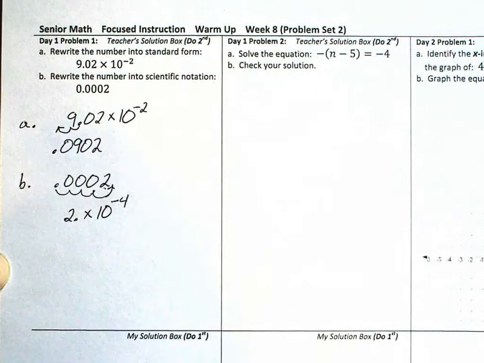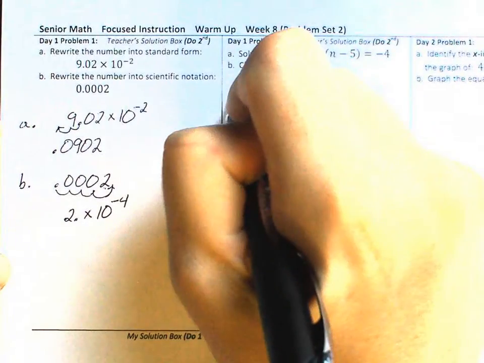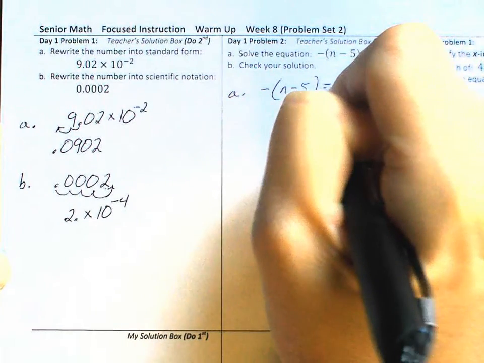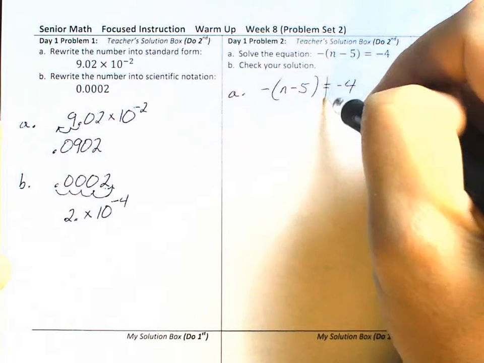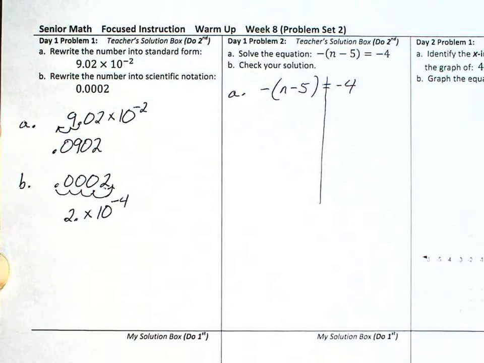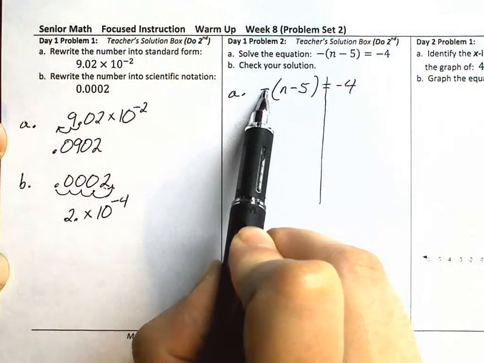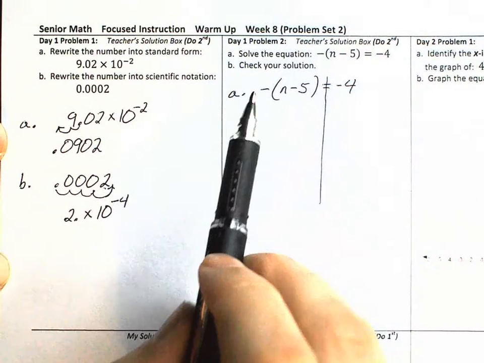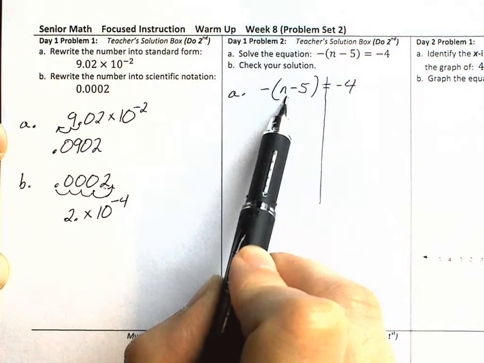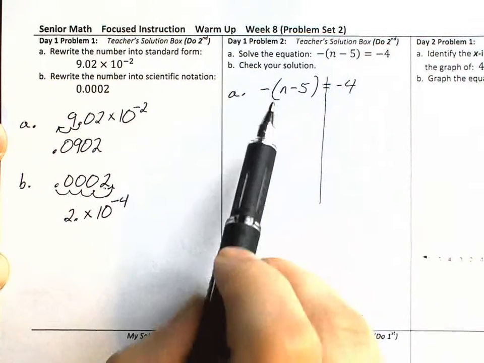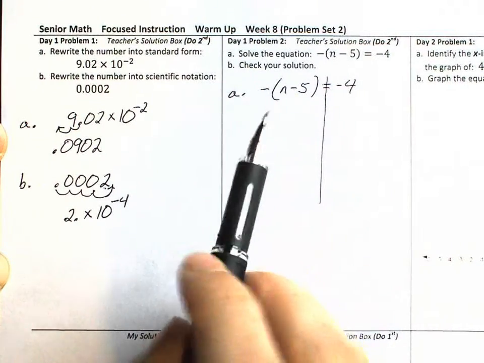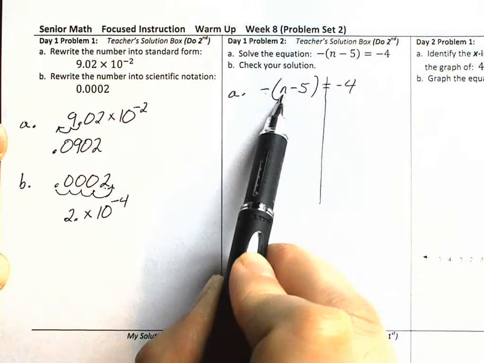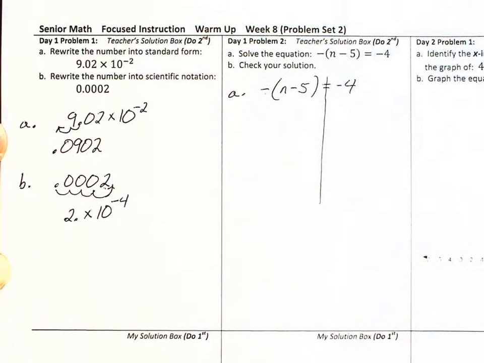Now, day 1, problem 2. Question A, solve this equation. So we have the opposite of the quantity n minus 5 is equal to -4, or another way to say this is negative the quantity n minus 5 equals -4. We need to solve this for n. So if we remove the negative symbol in some way, then this will be alone, and then we could add 5 and we'd have the n alone.